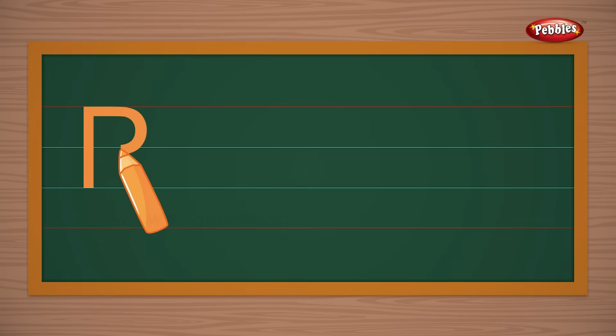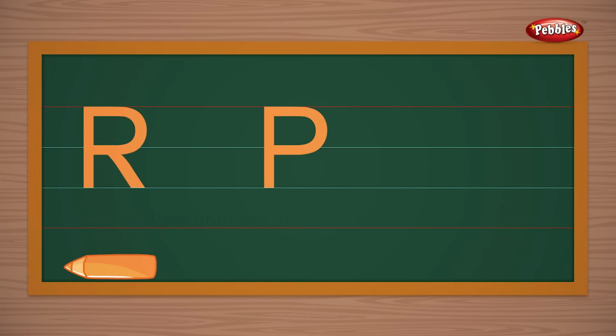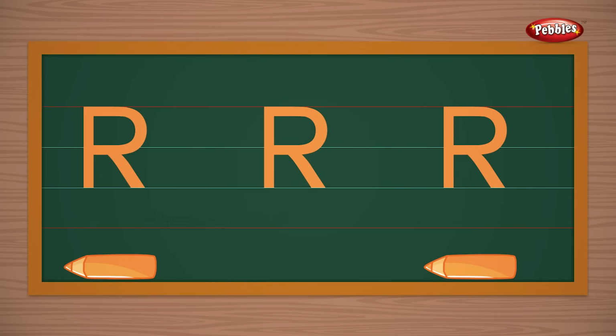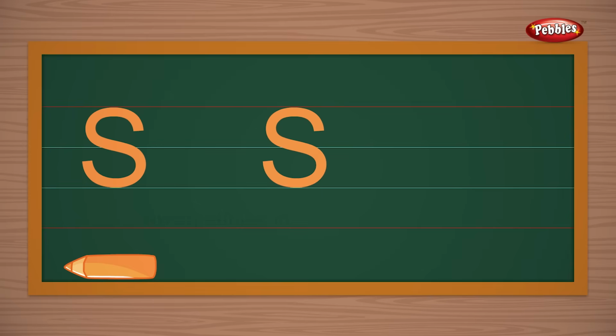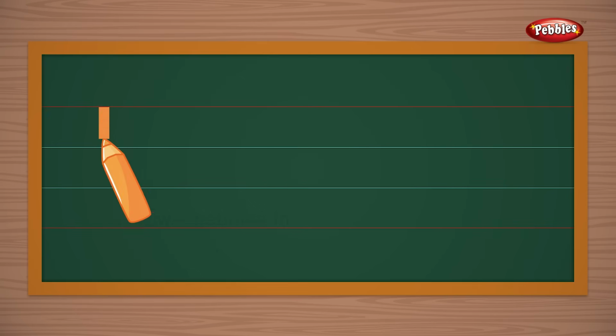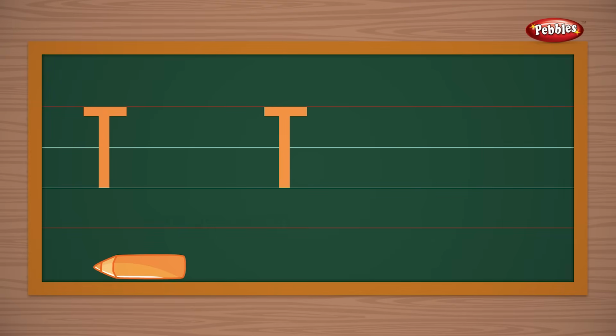Now we are going to write R. Standing line, a curve with a cross line makes R. Now we are going to write S. This curve and this curve makes S. T. A standing line, a sleeping line is T.